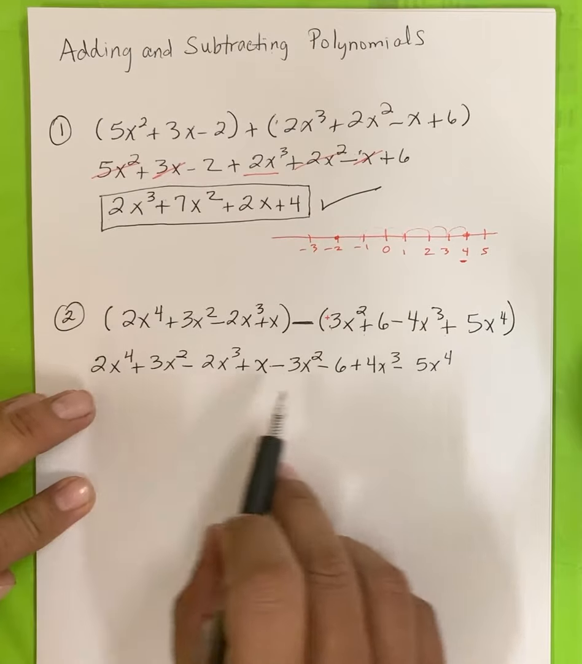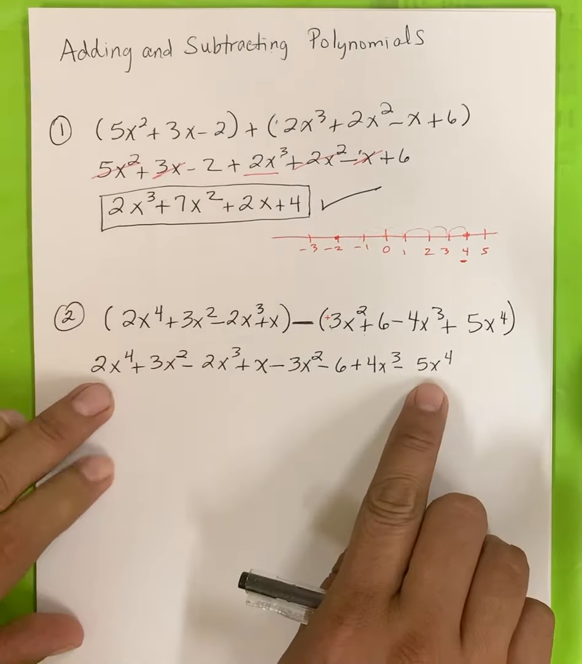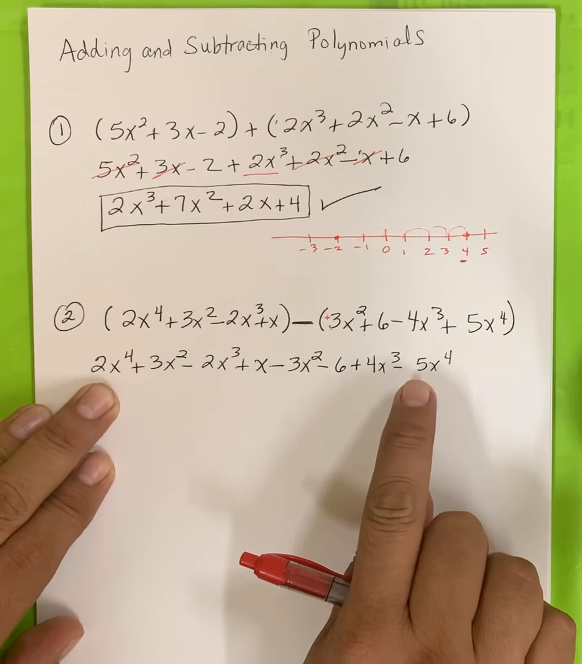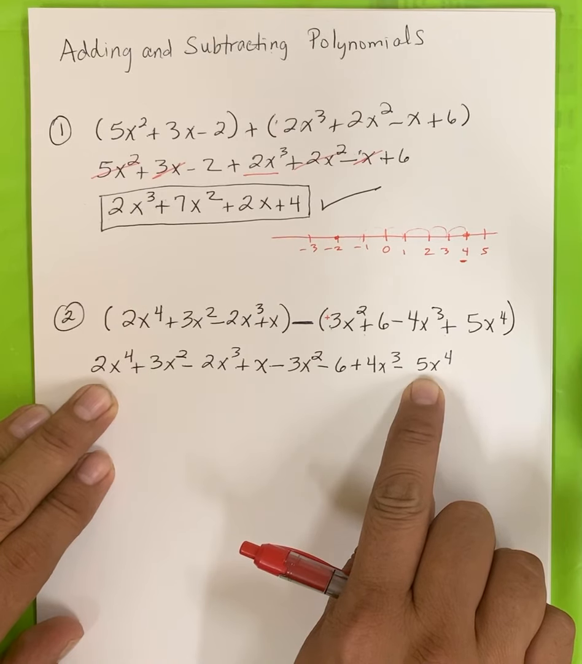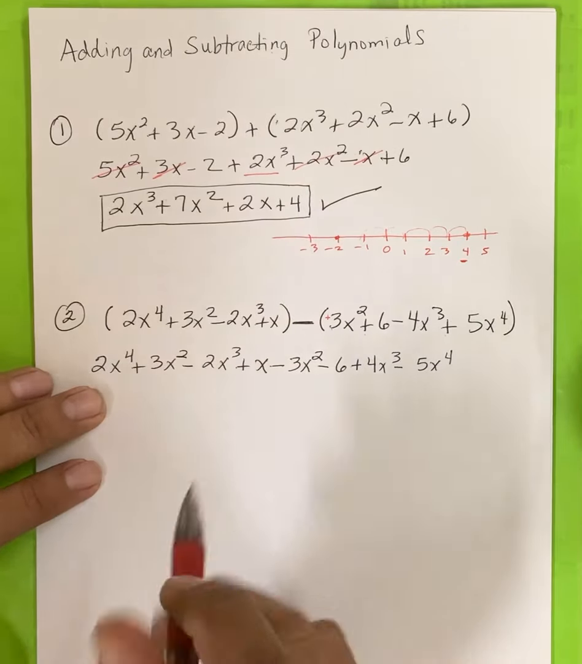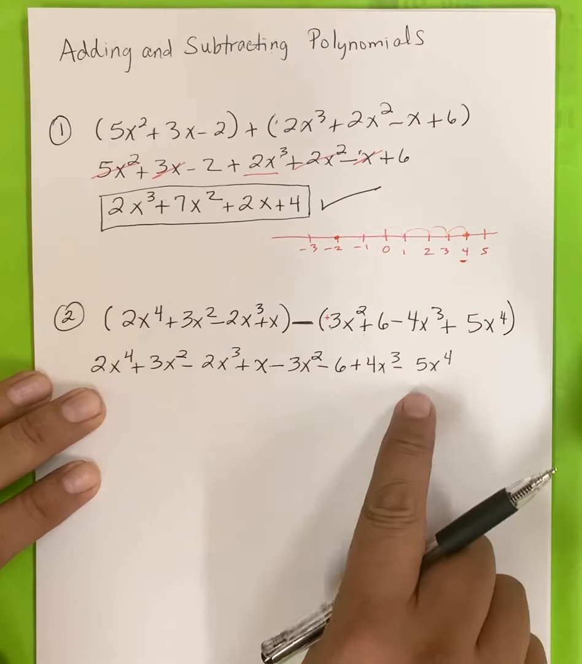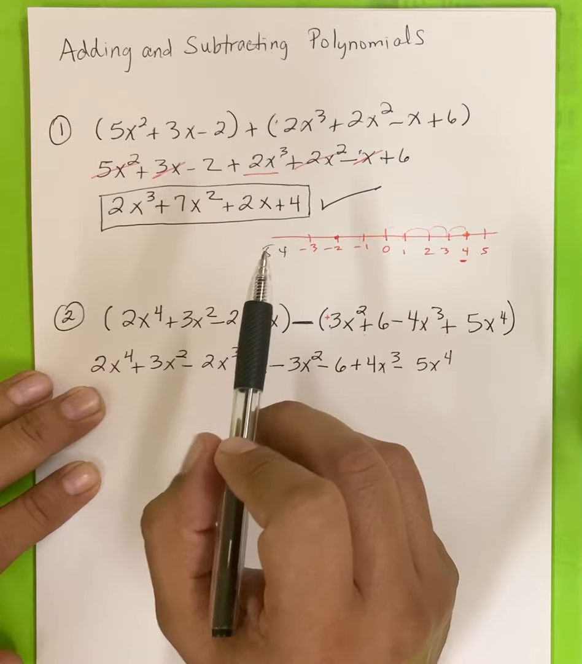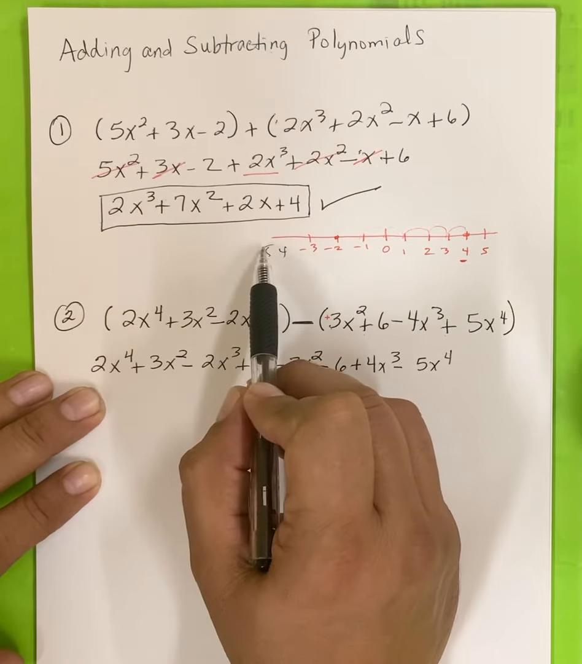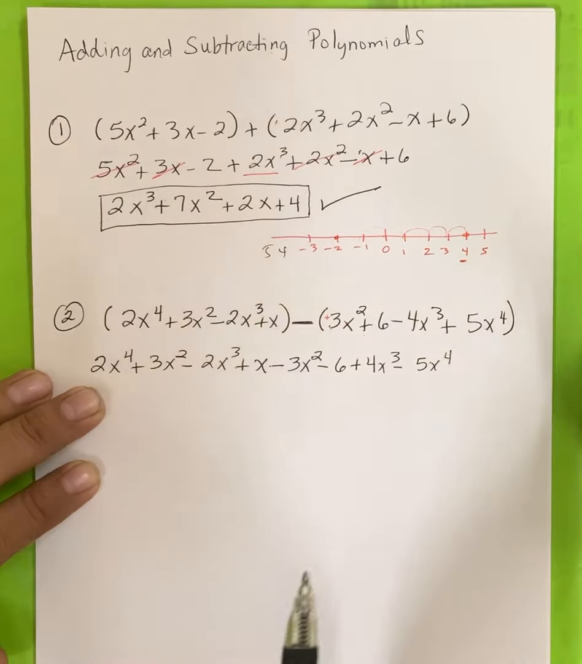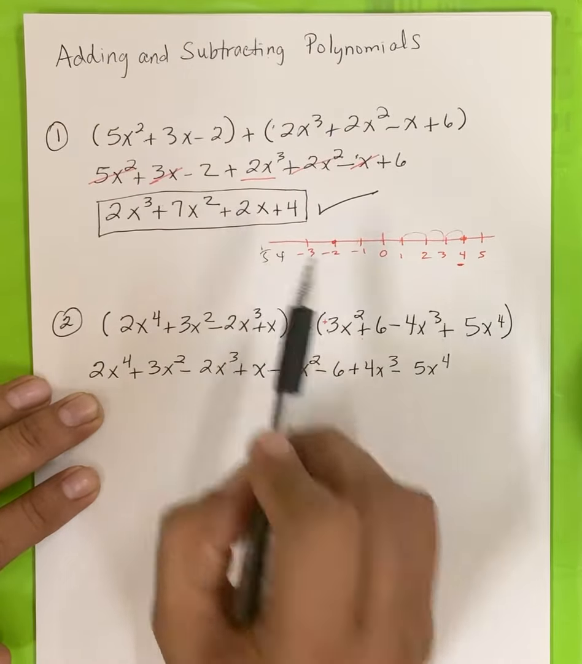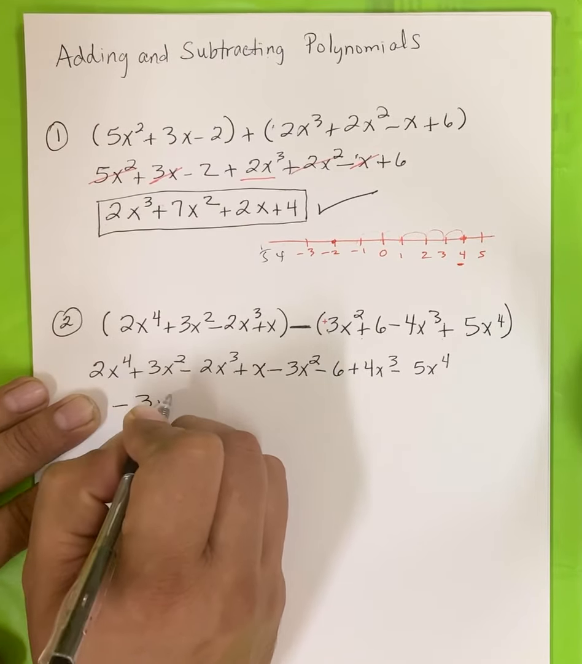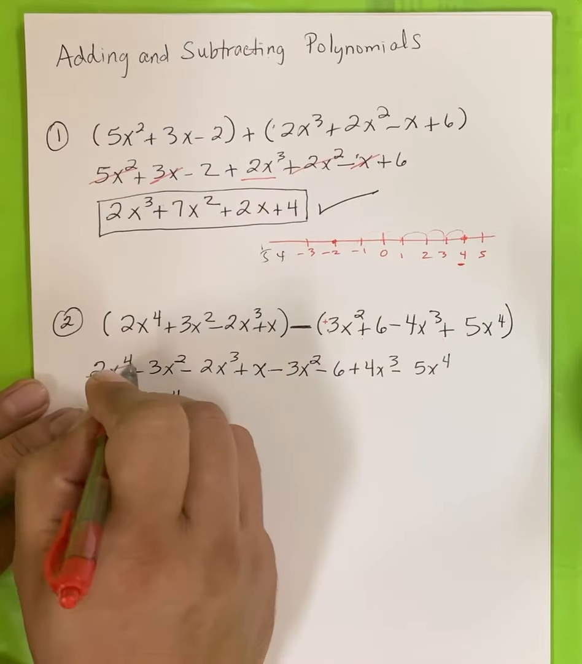Let's look for the highest powers. We have this one right here: 2x to the 4th power minus 5x to the 4th power. So once again, if we do minus, it'll be negative 5, 4, 5, you bring down to negative 2 to 2, so it'll be 1, 2, 3, so it'll be 1, 2. So it'll be negative 3x to the 4th power. So we're done with these 4th powers.